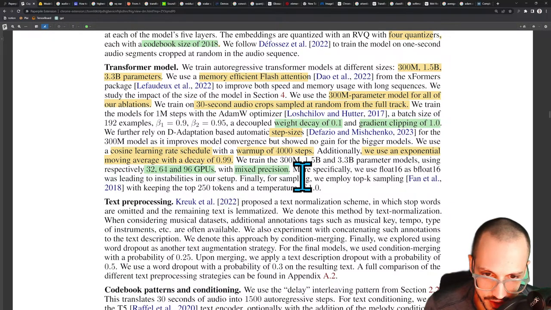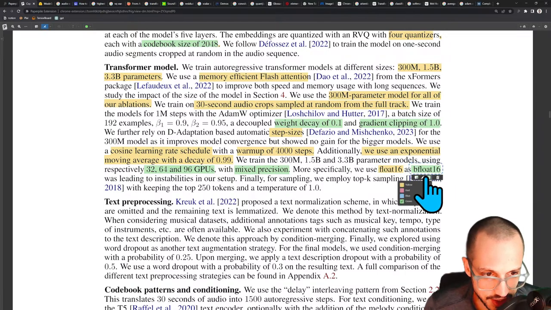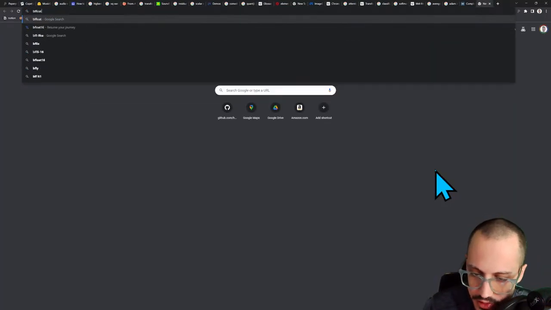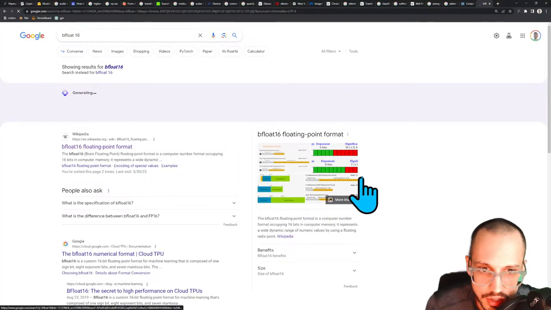Mixed precision. I think this is quite popular in PyTorch now, where basically the entire model is not at the same data type. Some of them are floating point 16, some of them are floating point 32. I guess here they're using float 16 and then bfloat16, which is another 16-bit data type.